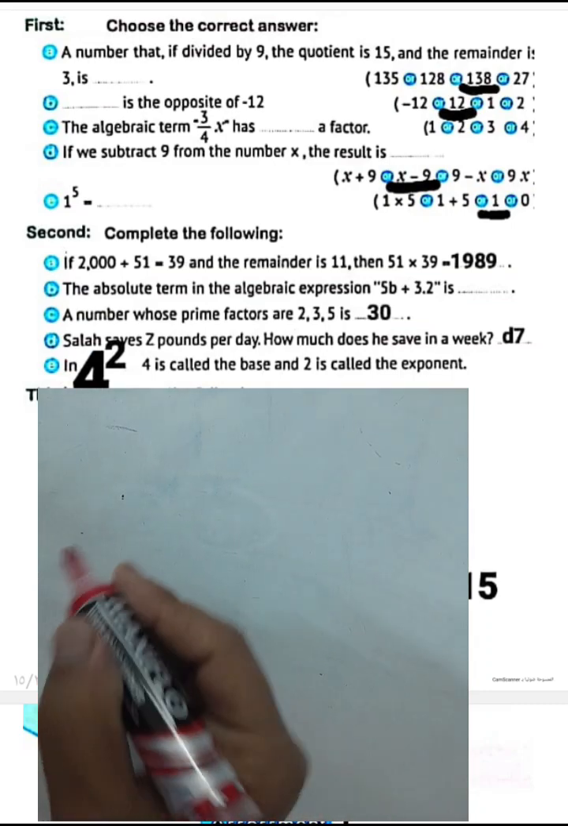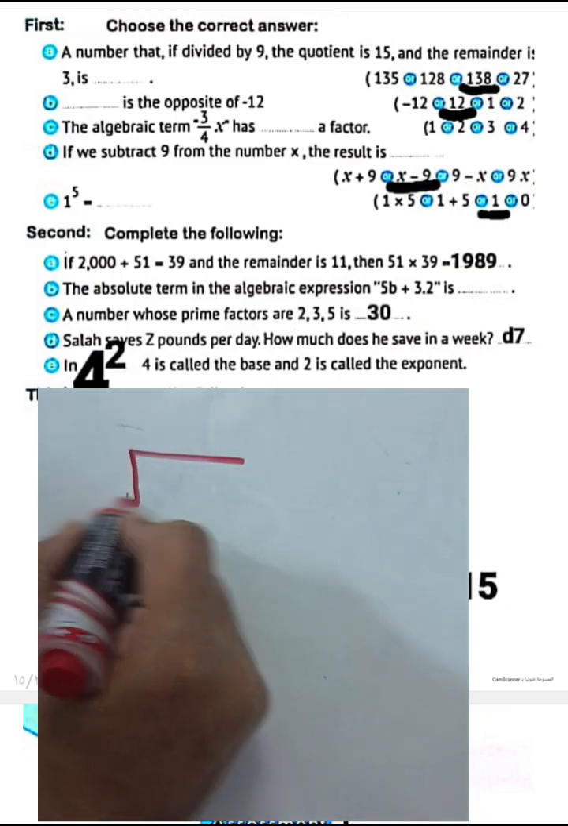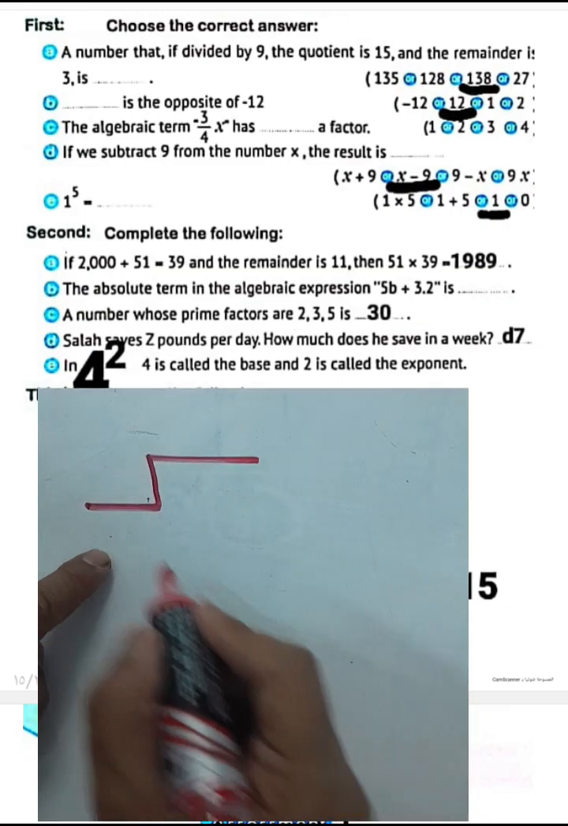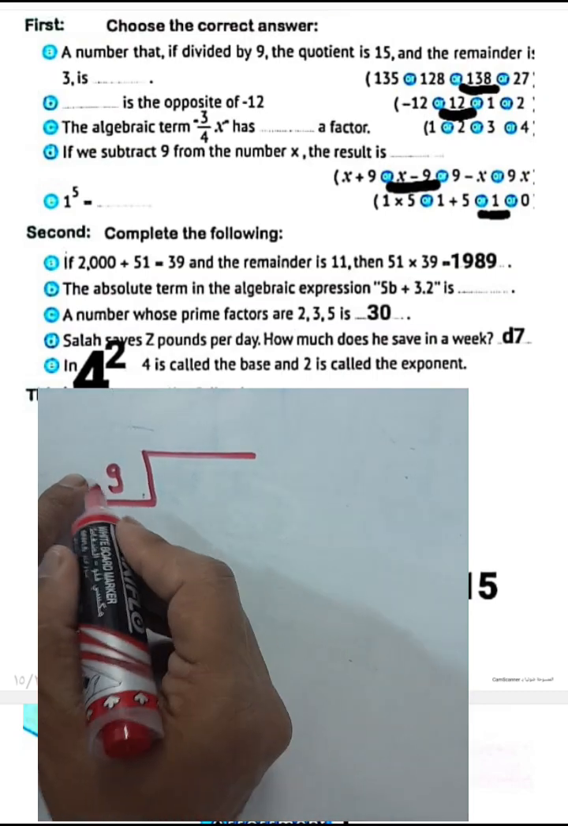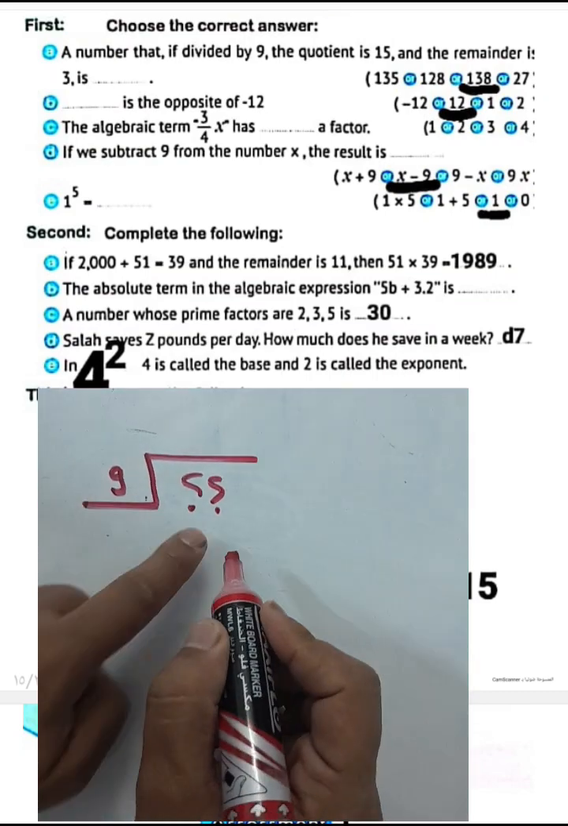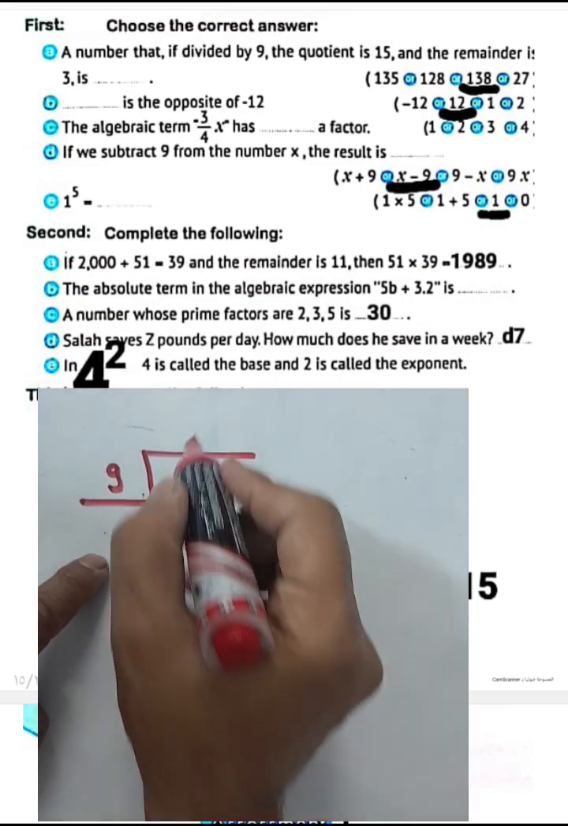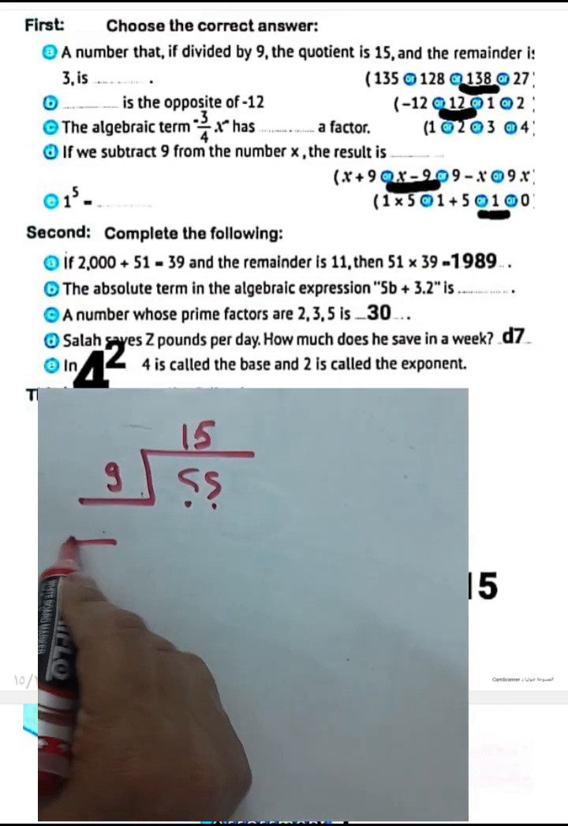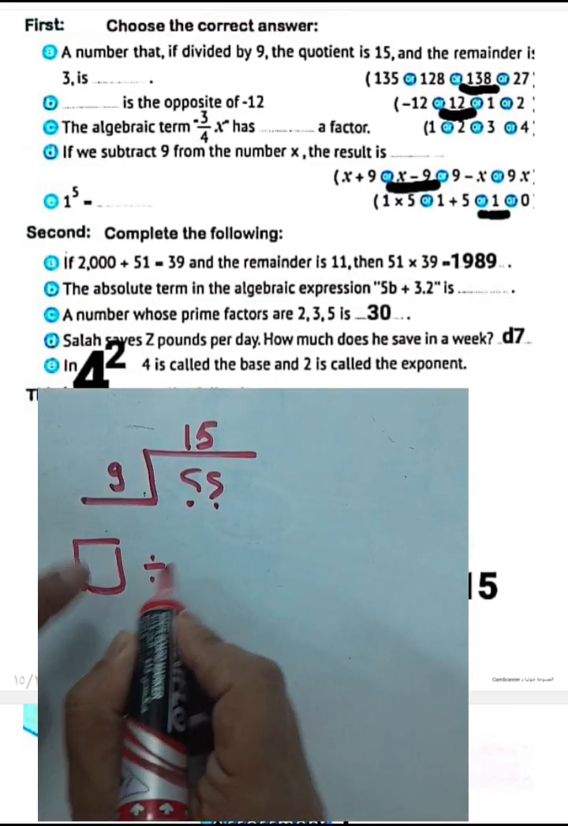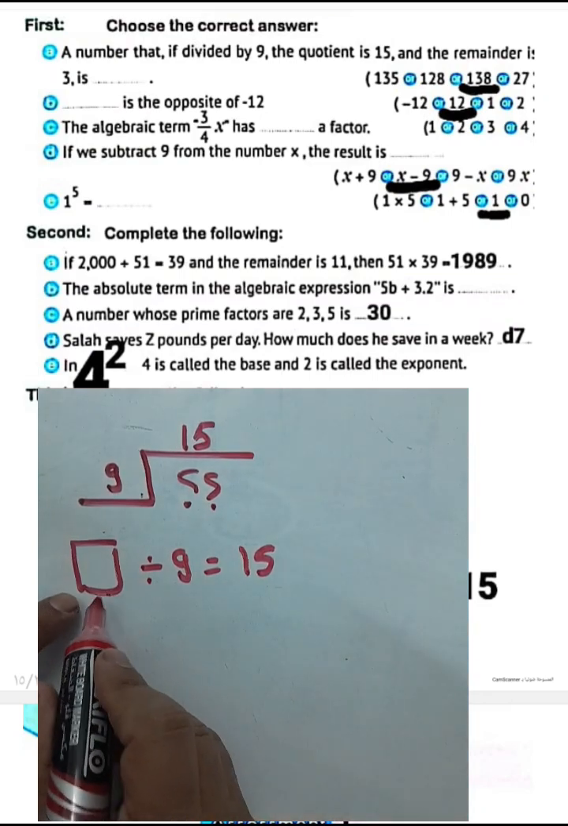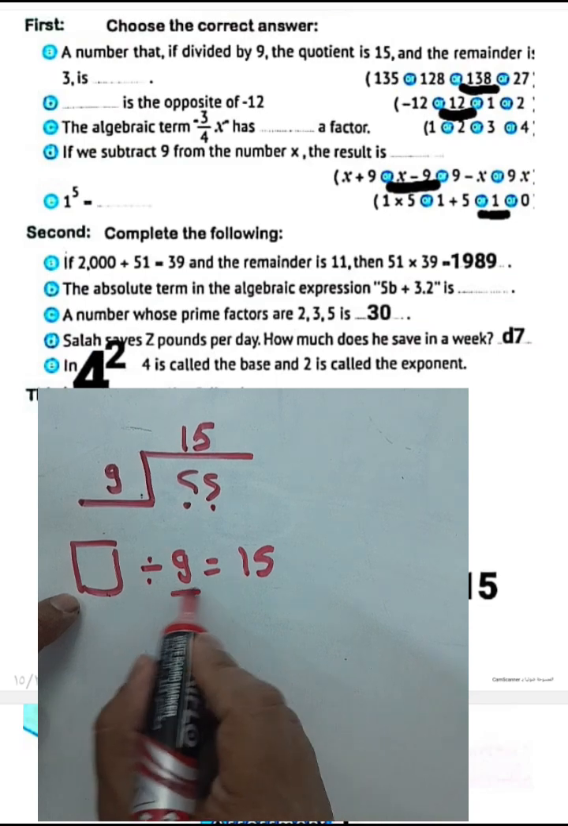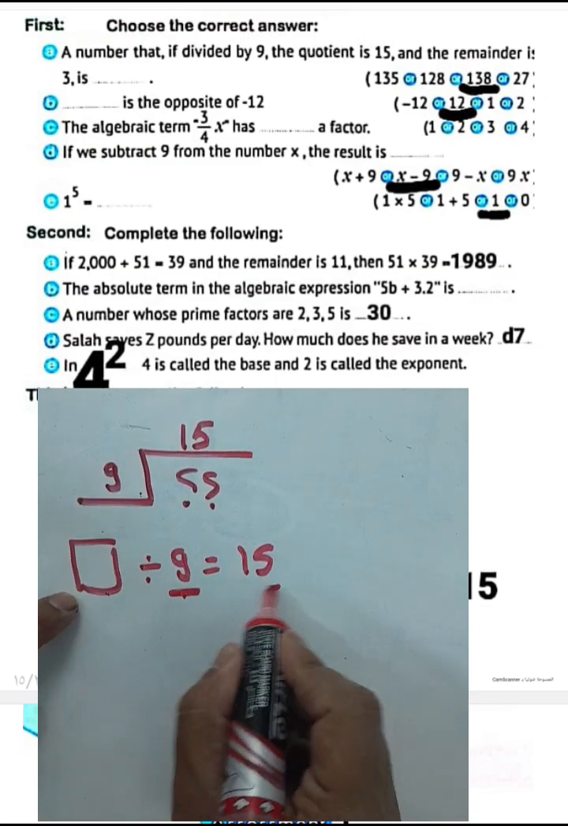He gave us, for example, divided by 9. 9 we call the divisor. A number that if divided by 9, the quotient will be 15. Or you can write it here: this number divided by 9, the quotient will be 15. To find the dividend here, you must find the multiplication of the divisor and the quotient.